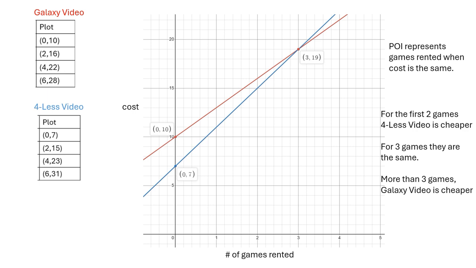If you wanted to rent less than 3 games, then it would cost less to use the For Less Video Store. Anything more than 3 games, then Galaxy Video would be the cheaper option.